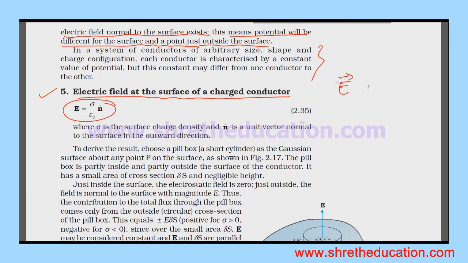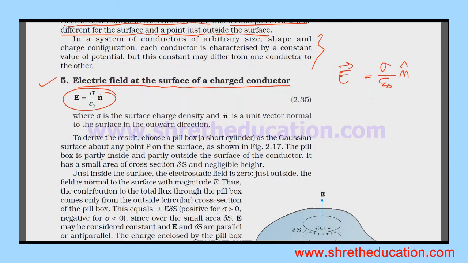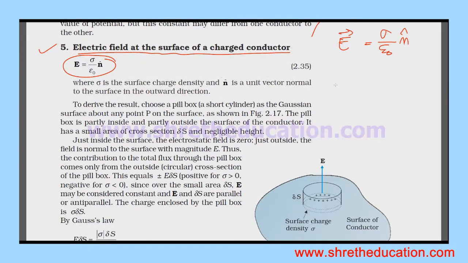E equals sigma by epsilon naught, n cap, where sigma is the surface charge density and n cap is a unit vector normal to the surface in the outward direction. Surface charge density is the charge per unit area, taken on a small area element delta S.